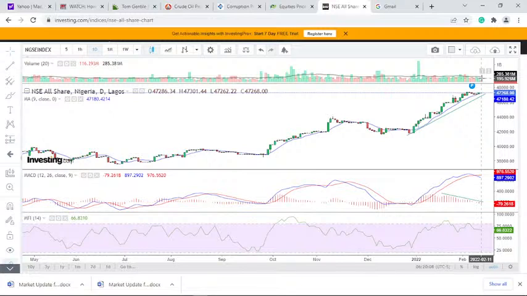Let's see what will happen before the end of the day, because I'm seeing that this black line here says that anything above it means the market is trading above its average. If the red we are seeing here is still below, it says the market is still trading at a low volume.